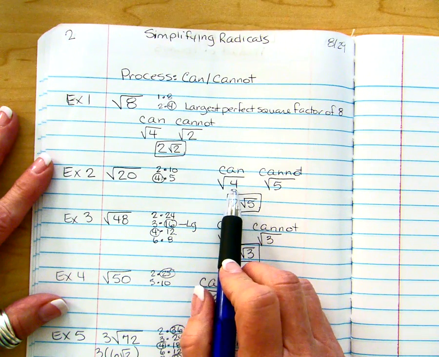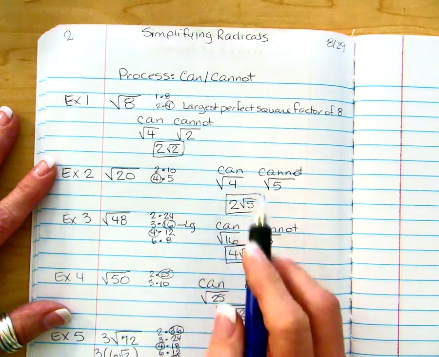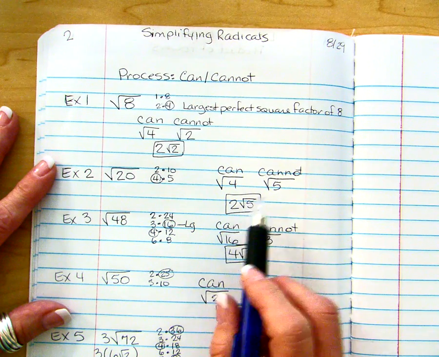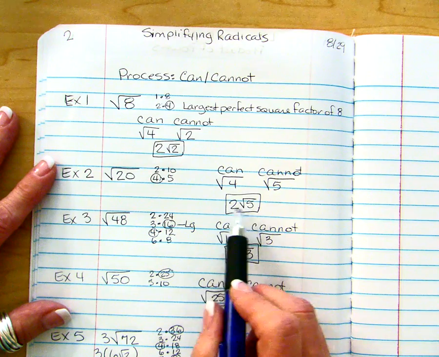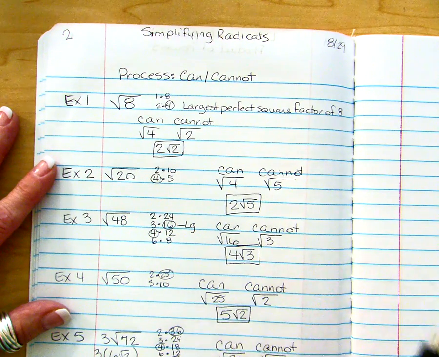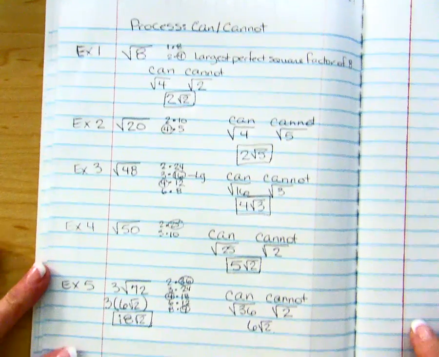So we can take the square root of 4. We cannot take the square root of 5. We simplify the square root of 4 to be the whole number 2. The square root of 5 is written down next to it. This is multiplication. 2 times the square root of 5 is the simplification for the square root of 20.